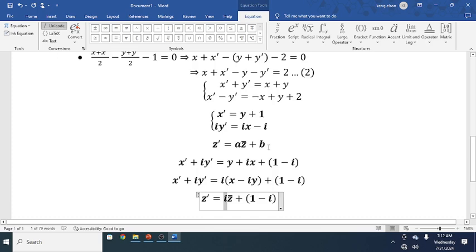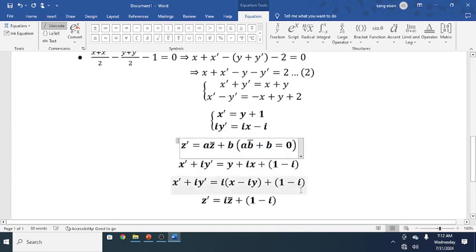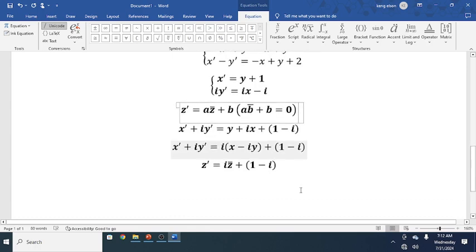Okay, and if it's an orthogonal symmetry, then there is a condition that the complex number a times the conjugate of the complex number b, plus the complex number b, is always equal to 0. A very good condition that we have to note. Anyways, like I said, I'm going to show you guys two methods, because this might be tedious for you to identify.